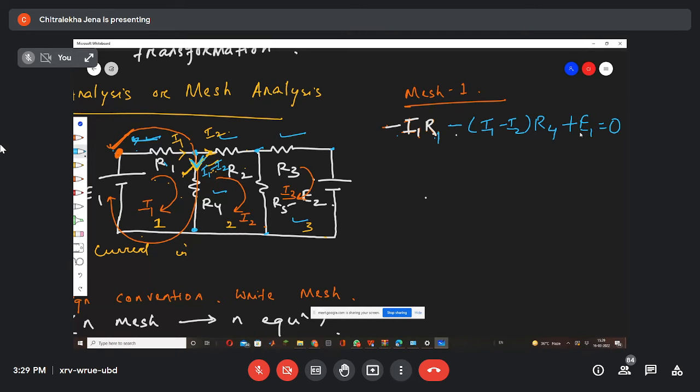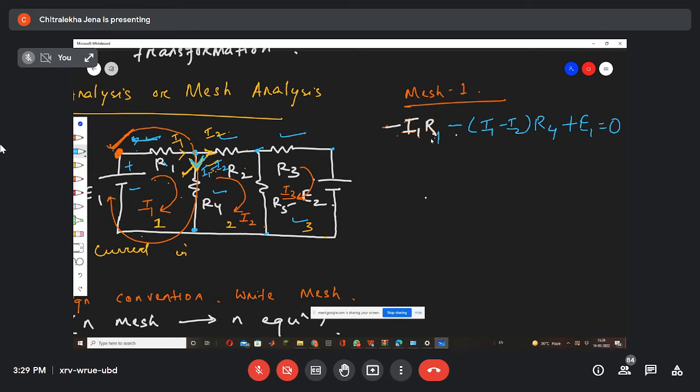I am moving from lower potential to higher potential. I do not need to see the direction of the current. I have told you, while using the sign convention, while moving through a battery, you will see whether you are traveling from lower potential to higher potential or higher potential to lower potential, irrespective of the direction of the current. Okay, so this is equation one.